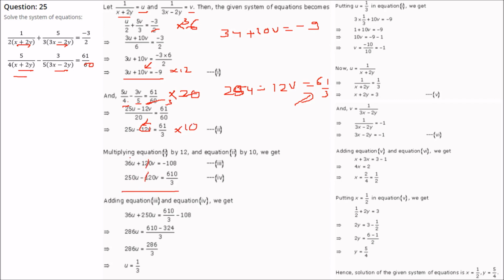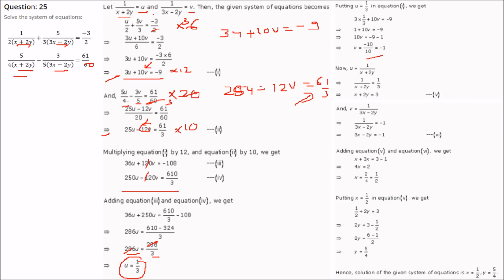So you get these two equations, just add them. The v terms get cancelled. 250 plus 36 will be 286u, and minus 108 and 610 by 3, if you add them, you get 286 by 3. Now 286 gets cancelled, u will be equal to 1 by 3. Now put u equal to 1 by 3 in any of these two equations, this one or this one, you get v equal to minus 1.